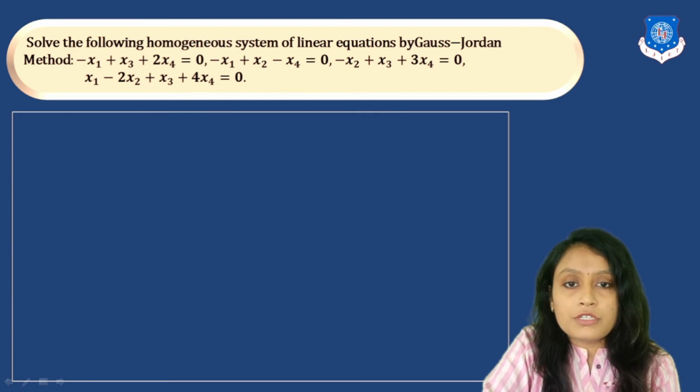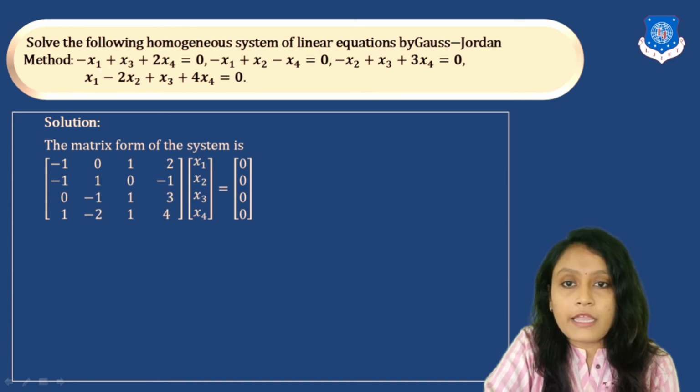Solve the following homogeneous system of linear equations by the Gauss-Jordan method. The equations are minus x1 plus x3 plus 2x4 is equal to 0, minus x1 plus x2 minus x4 is equal to 0, minus x2 plus x3 plus 3x4 is equal to 0, x1 minus 2x2 plus x3 plus 4x4 is equal to 0. Right?